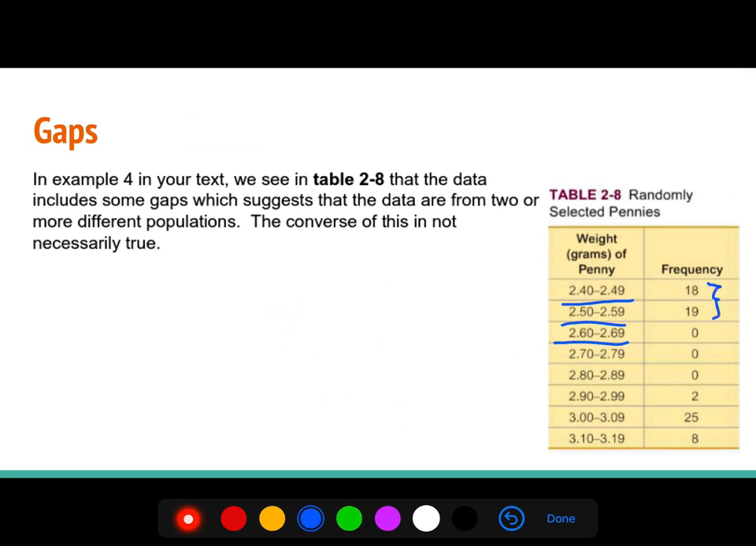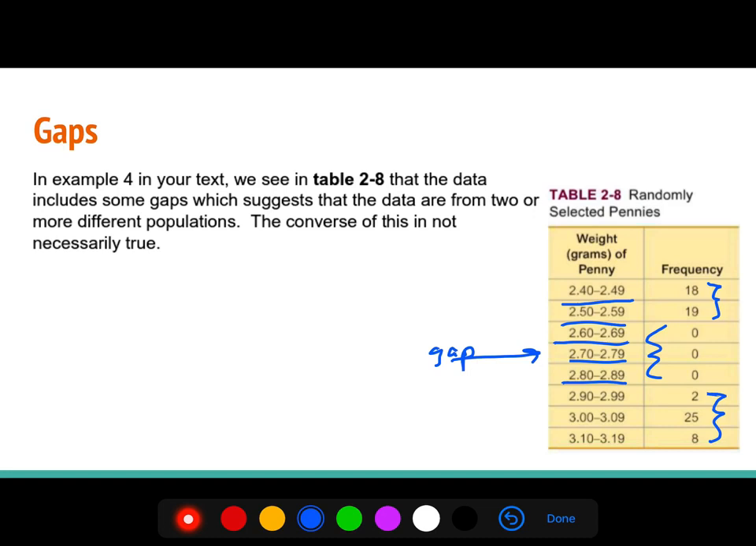Now, are there any gaps in data? Now this one's kind of cool. People were weighing pennies. So they had some pennies that were between these weights here in the beginning. But then they had this gap here where nobody had any weights in that middle. And then back to the end, more pennies.